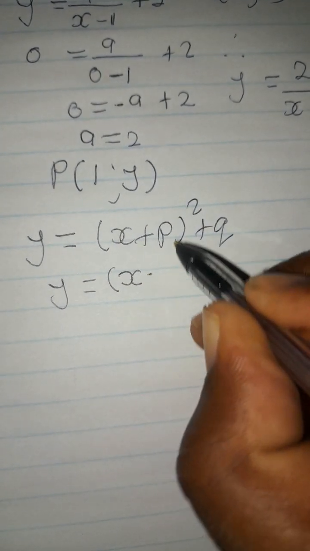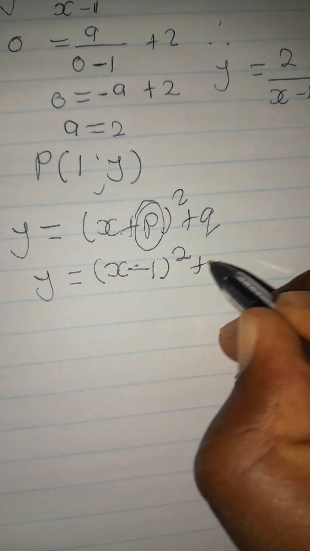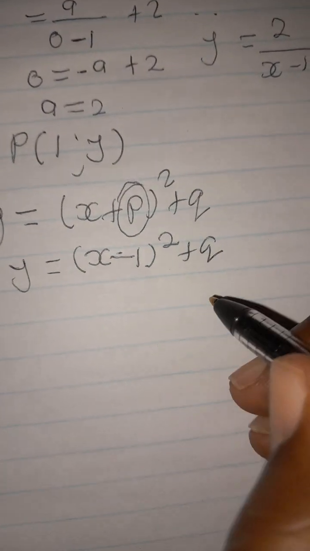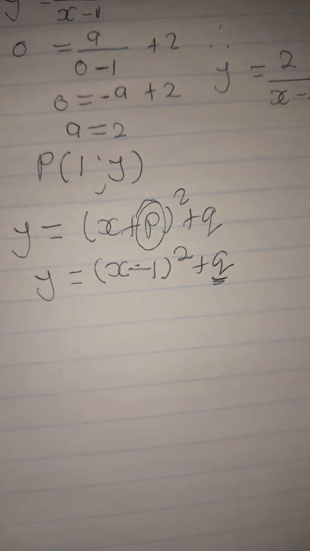It's going to be 1, which is our vertical asymptote. So it's going to be (x minus 1) squared plus q, right? So now our aim is to get q. How do we get q, guys?